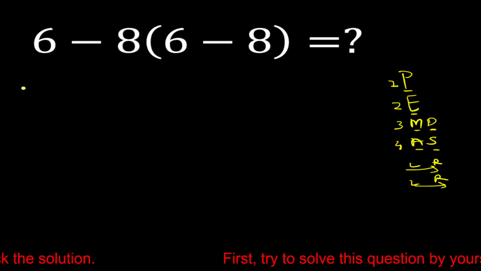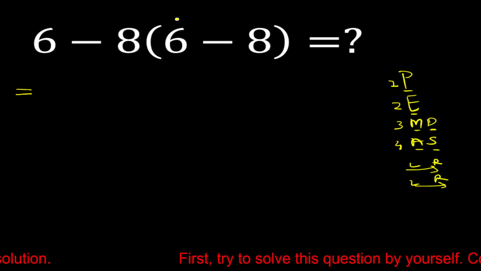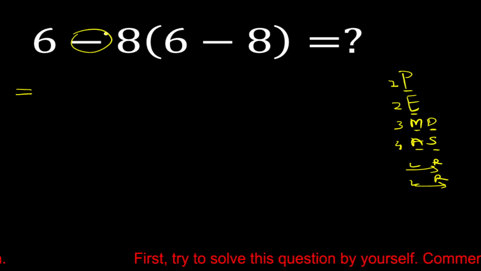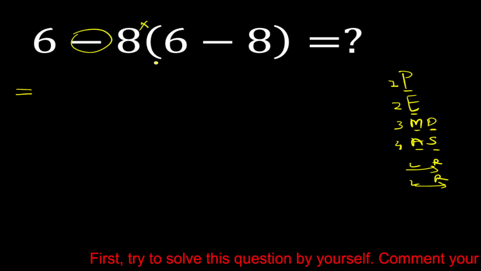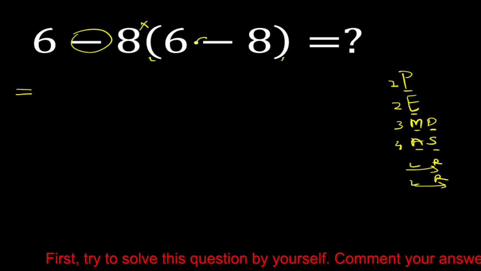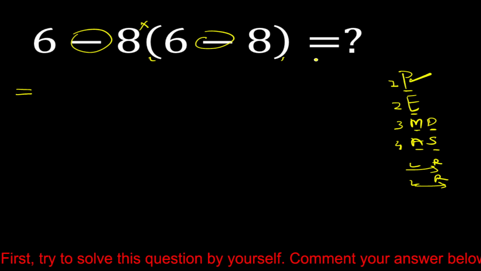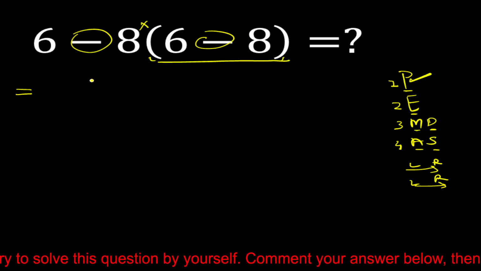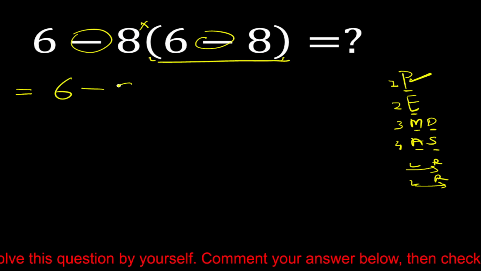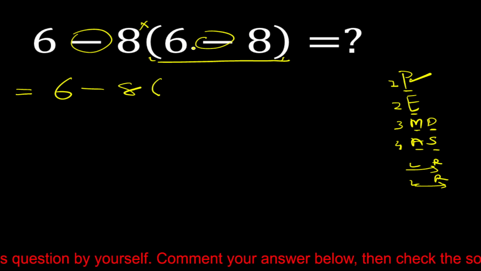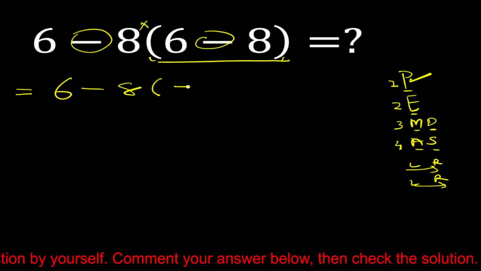Now here is subtraction, here is multiplication, here is parenthesis, and here is subtraction. First priority is parenthesis, so first we have to solve this parenthesis. So 6 minus 8. Now solve this parenthesis. 6 minus 8 is equal to minus 2.